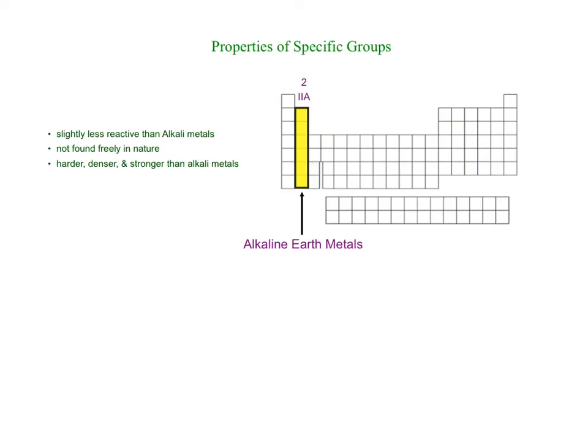Group 2, right next to the alkali metals, has a very similar name, and they are called the alkaline earth metals. These are slightly less reactive than our alkali metals, also not being found freely in nature. They're just a little harder and denser than the alkali metals.